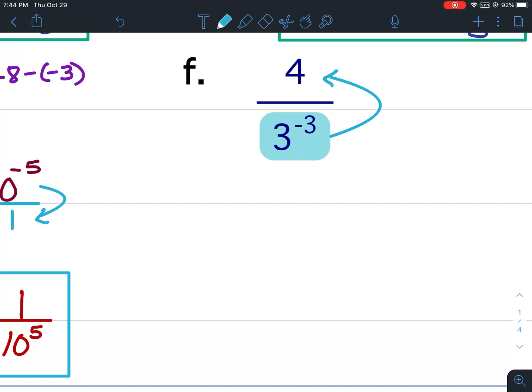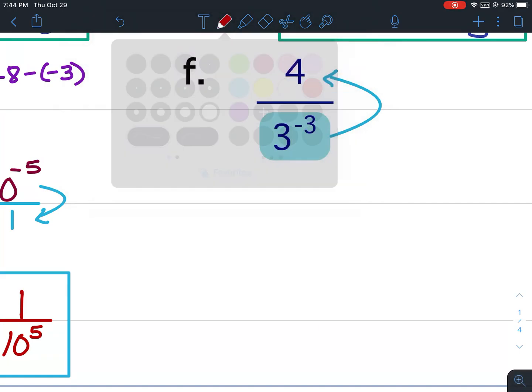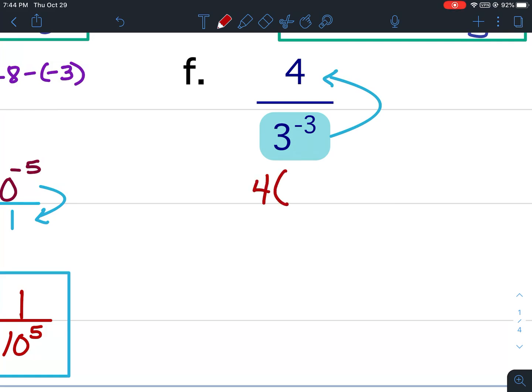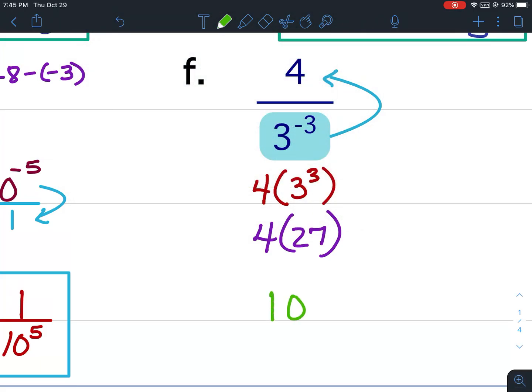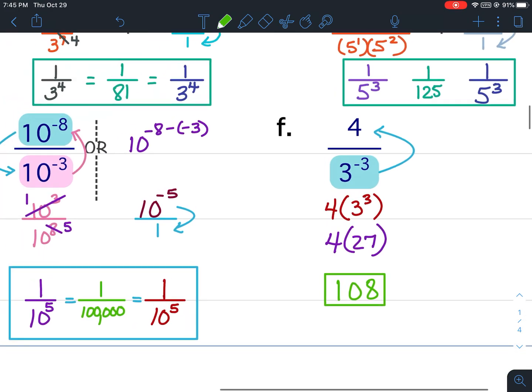So if I move it to the numerator, this now looks like 4 times 3 to the third. Three to the third is 27, so this would be 4 times 27. And 4 times 27 is 108. So that was one where the only thing we could do is make the exponent positive before proceeding.